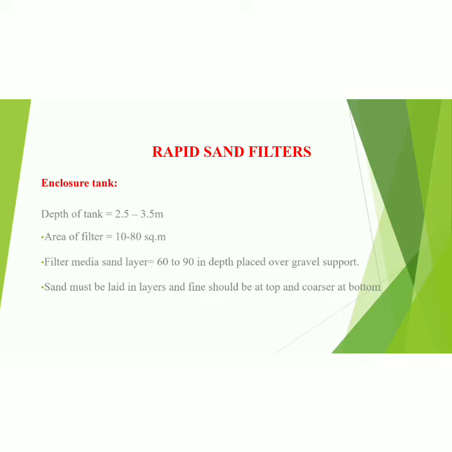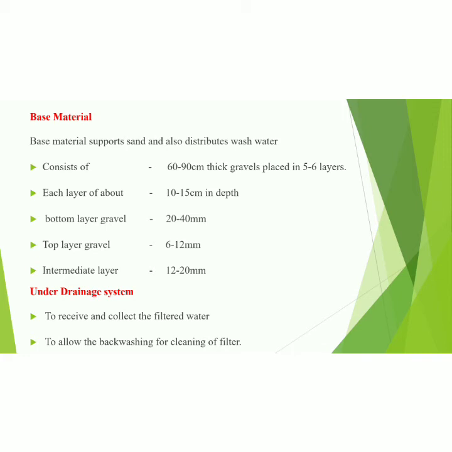And sand must be laid in layers, with fine sand at the top and coarser at the bottom. As base material we usually use coarse gravels, each size of a 60 to 90 centimeter thick gravel bed in 5 to 6 layers, and each layer is about 10 to 15 centimeters deep. The bottom layer gravel is 20 to 40 mm, the top layer is 6 to 12 mm in size, and the intermediate is between 12 to 20 mm. The under drainage system is to receive and collect the filtered water, and to allow backwashing for cleaning of filters.